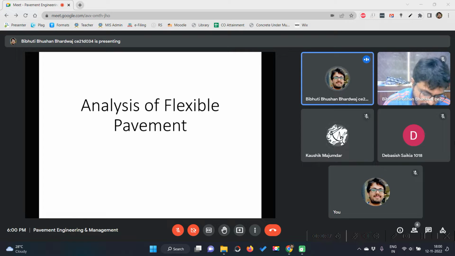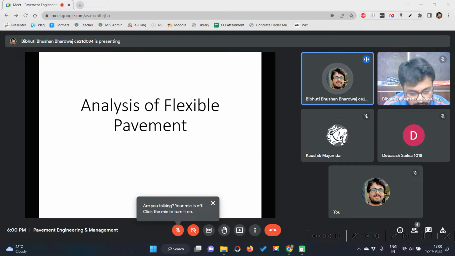Yes, sir. So, today we'll be discussing the analysis part of this pavement portion, especially analysis of flexible pavement. We already did this analysis using the software CanPave, right? But how to do it manually, that we also should know, right? In case the software is not available, there are some charts.